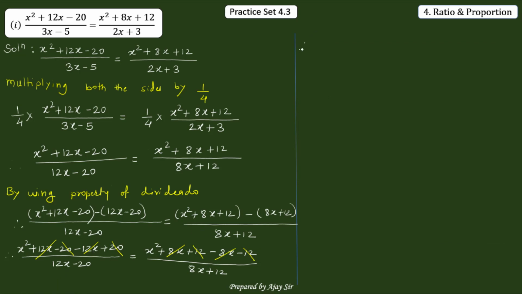The remaining terms we can write like x square upon, so this is remaining in the numerator, divided by 12x minus 20 is equal to x square upon 8x plus 12. Now you have to observe this, you get these two terms, left hand side and right hand side. So here the x square term is there in the numerator only.